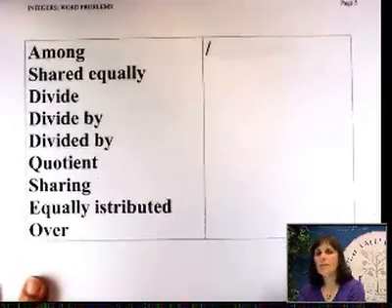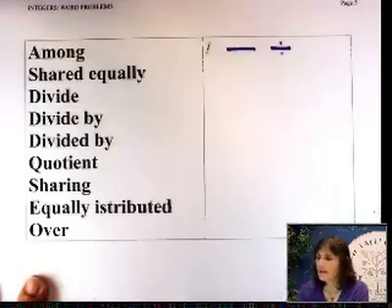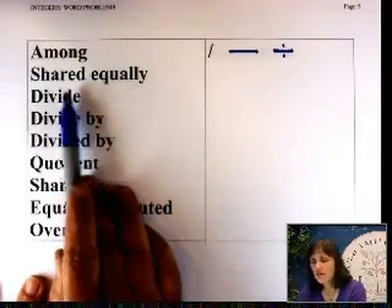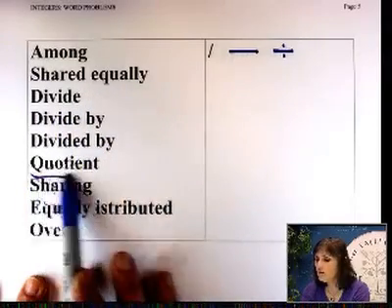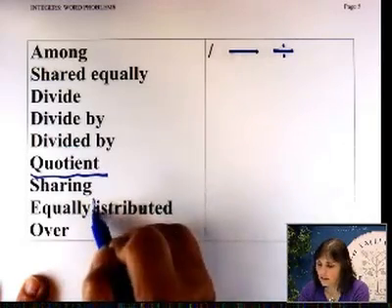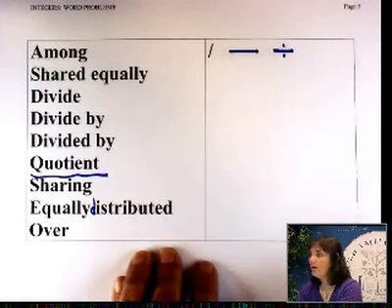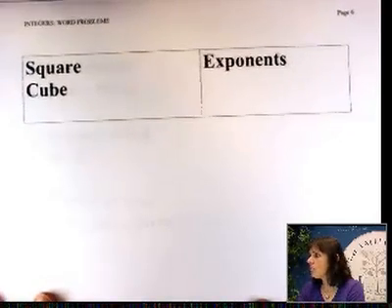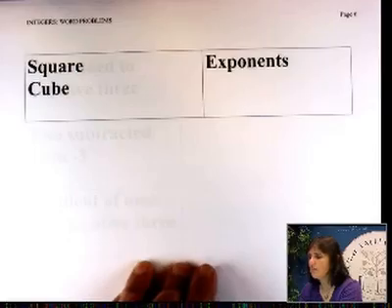All right, division is a little bit trickier. This one is a fraction bar, which means a fraction bar like this or division like that. Among things, that kind of gives it away. It means division. Shared equally, divide by, divided by. Quotient, that's a good word. Sharing equally, equally distributed. All these guys are going to be division implied. And over, 2 over 3, 2 divided by 3. Exponents, they use the words 2 squared, 2 cubed, 2 to the 4th power, those kind of things.